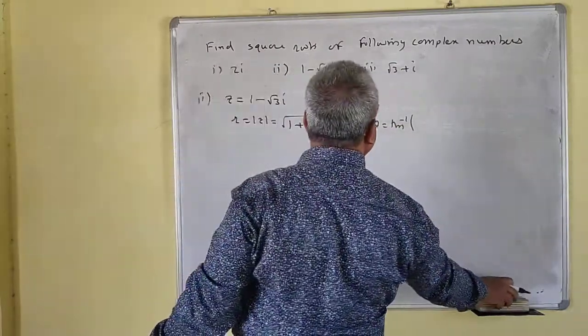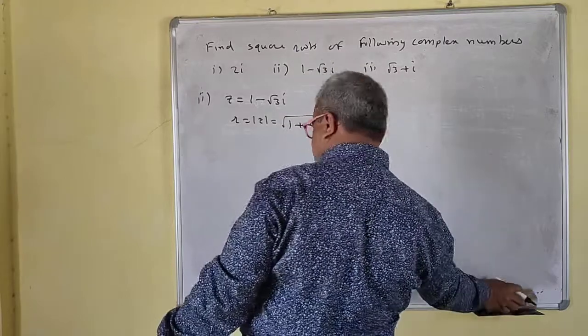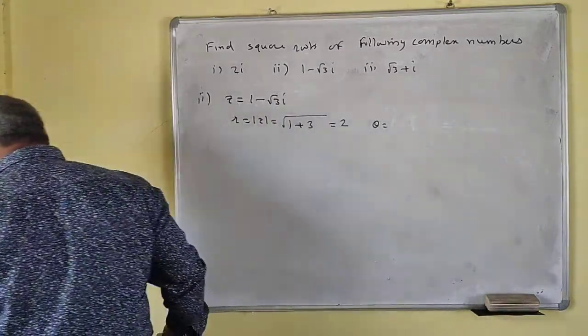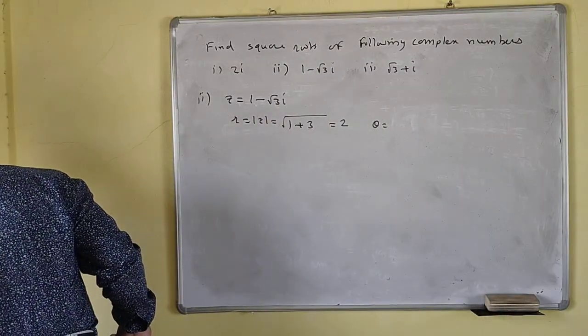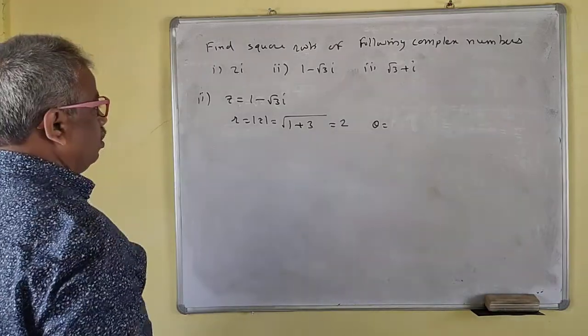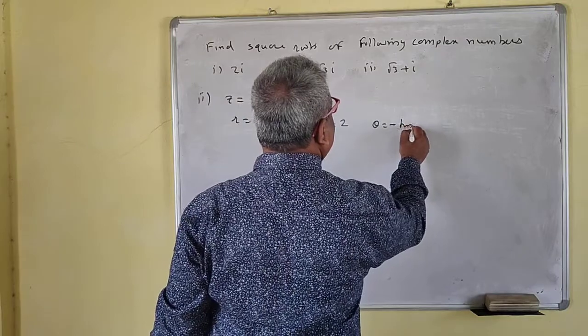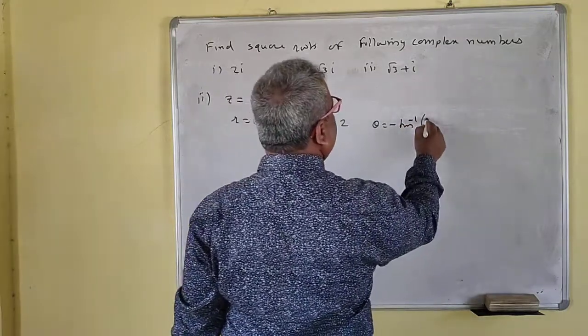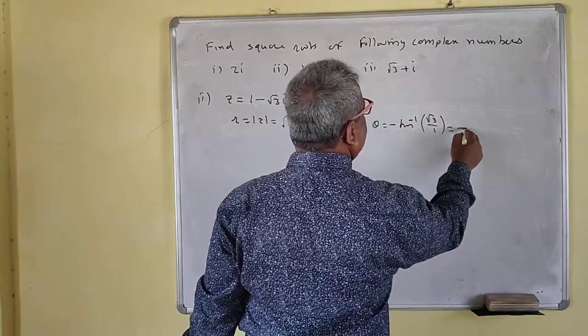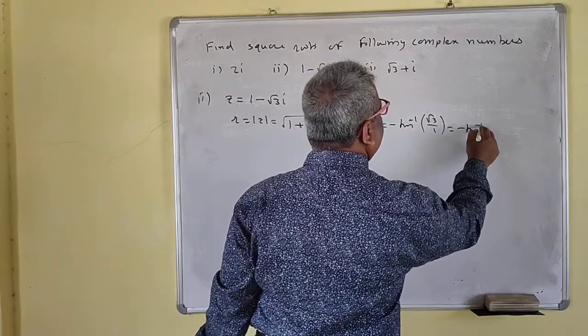Now your x is positive and y is negative. For x positive and y negative, you have to take the value as minus. So this is minus tan inverse of root 3 upon 1. So this is minus tan inverse of root 3.